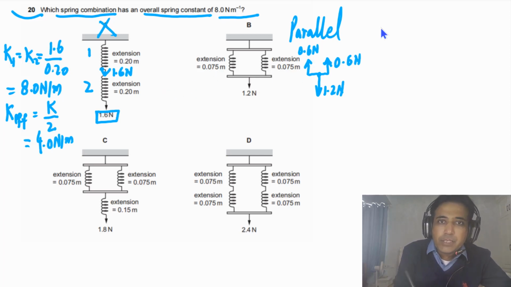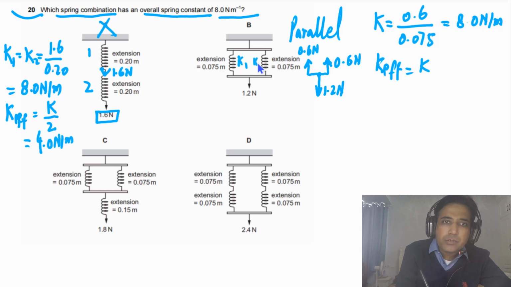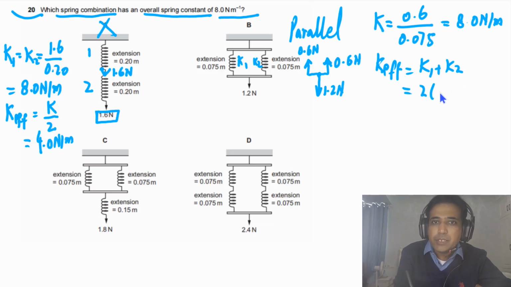So we can find out the value of K. In this case K will be equal to 0.6 divided by 0.075. If we solve this one, we get 8.0 newtons per meter. And these two springs are connected in parallel. So K effective in this case will be equal to K1 plus K2, where this is K1 and this is K2. So we have 2 times 8.0, which is equal to 16 newtons per meter. So this is also not a possible answer.